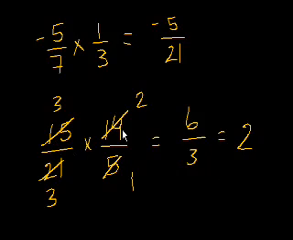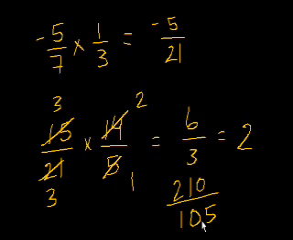If we had multiplied 15 times 14, that would have been 210, I think. Yeah, 15 times 14 is 210. And 21 times 5 would have been 105, and you would have to say, I guess in this case it's kind of obvious that 210 is 2 times 105, and you've gotten 2 as well.